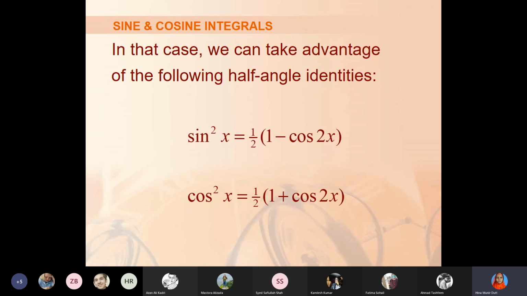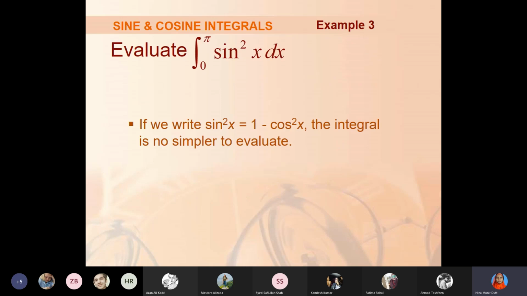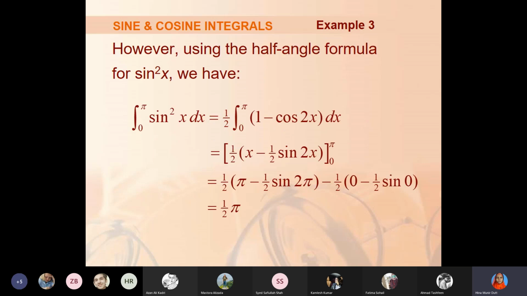Then you will use the half angle identities: sin square of x is equal to 1 over 2 (1 minus cos of 2x) and cos square x is equal to 1 over 2 (1 plus cos of 2x). And over here you will integrate it by using the half angle identity, so 1 over 2 into (1 minus cos of 2x). Integrate it simply. The integration of cos of 2x is sin of 2x divided by the derivative of the angle. The derivative of the angle is a constant, that's why I am using this formula, divided by its derivative, which is 2.